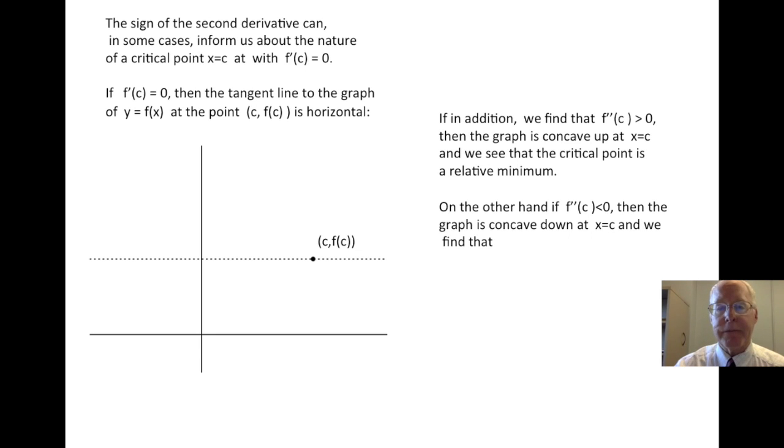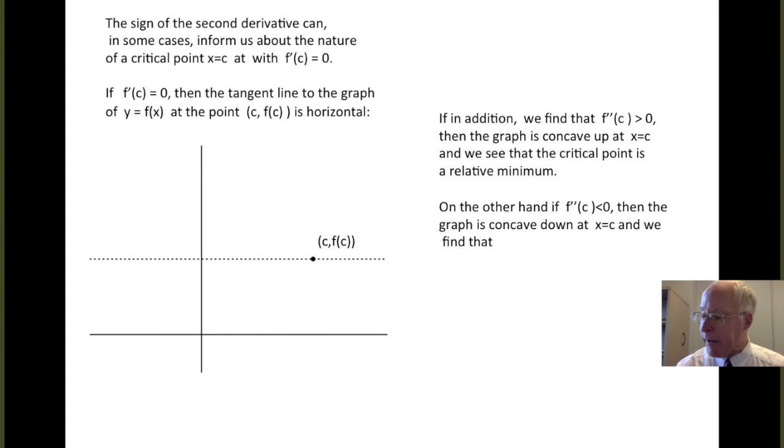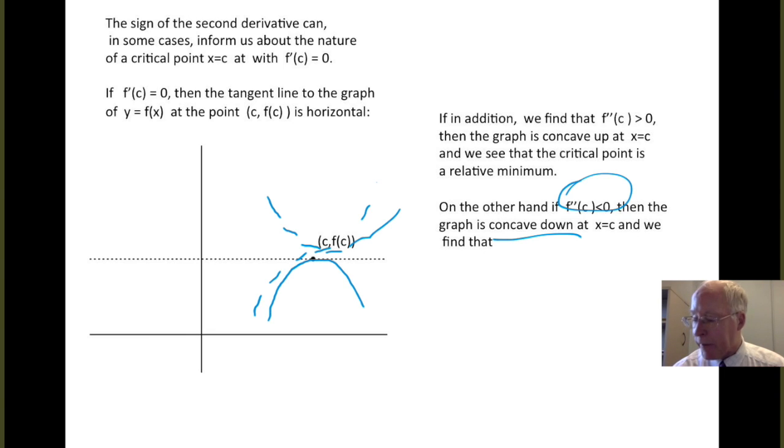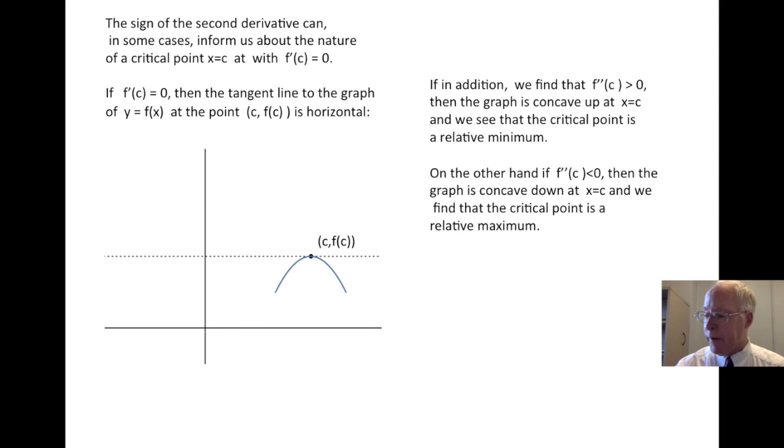similar things happen. If the second derivative turns out to be negative at c, then the graph is concave down. And again, if we want a flat tangent and concave down, the graph cannot go through something like this. And it can't do something like this. Those both violate the concavity. It has to go something like this. And so that means if we have a negative second derivative at c, we have a relative maximum.